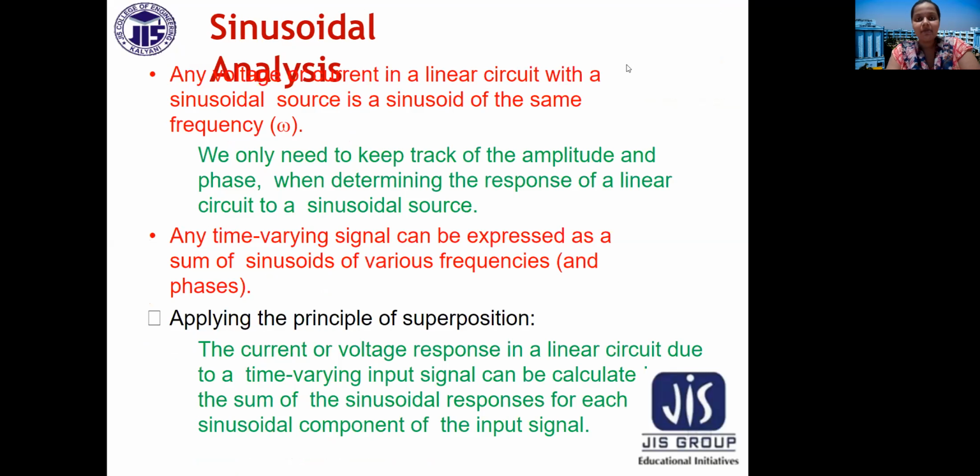Sinusoidal analysis. Any voltage or current in a linear circuit with a sinusoidal source is a sinusoid of the same frequency. We only need to keep track of the amplitude and phase when determining the response of a linear circuit to a sinusoidal source. Any time-varying signal can be expressed as a sum of sinusoids of various frequencies and phases. Now, if we apply the principle of superposition, the current or voltage response in a linear circuit due to a time-varying input signal can be calculated as the sum of the sinusoidal response for each sinusoidal component of the input signal.